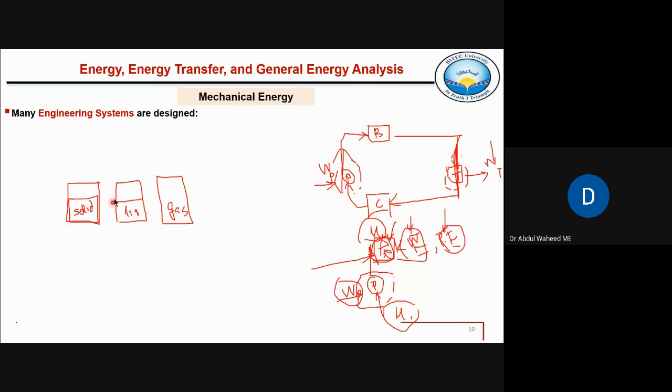Now, if I break the walls of those containers, what will happen to the solid, liquid, and gas? If you remove the walls of these three containers from the side, what will you observe? What will happen to the solid? Will the solid flow?